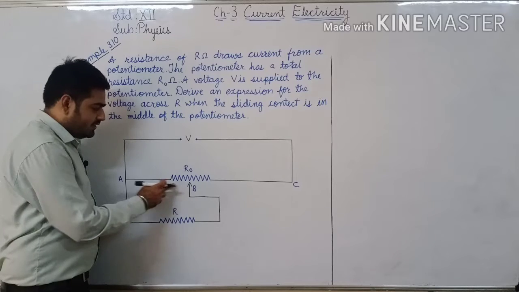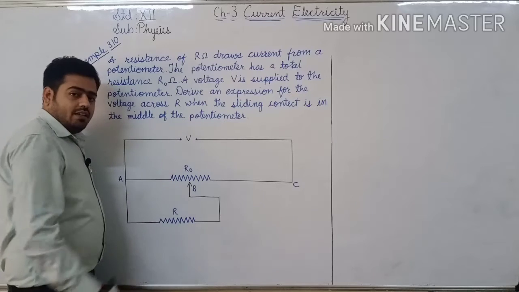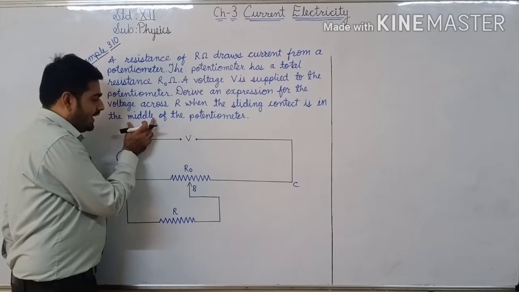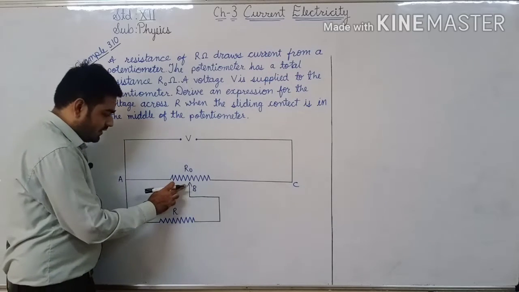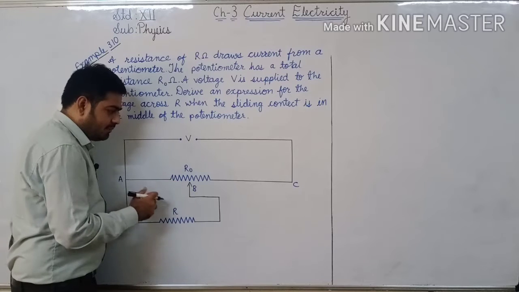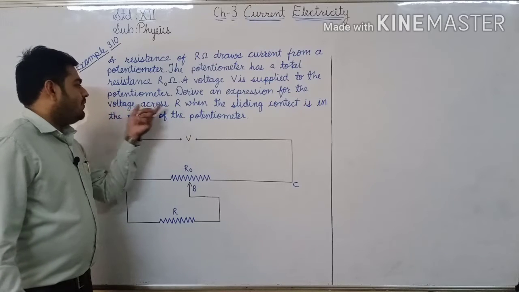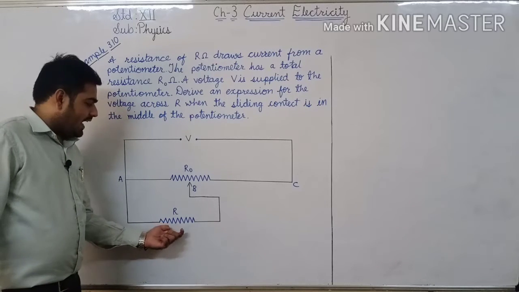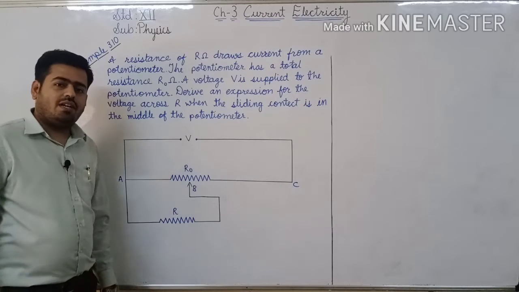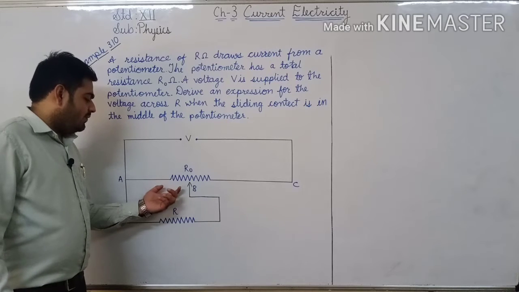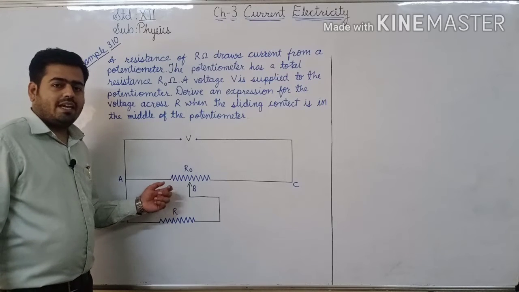This is the sliding contact which can slide over this wire. Right now they have given sliding contact is in the middle of the potentiometer wire. So we have to keep this sliding contact in the middle of this wire, and they are asking us to find expression for the voltage across R. This R is connected between A and B. If voltage drop across A and B is available to us, then we can say that voltage drop across R is nothing but VAB. तो पहले क्या फाइंड कर लेना चाहिए हमें?